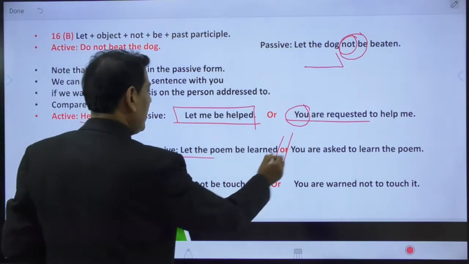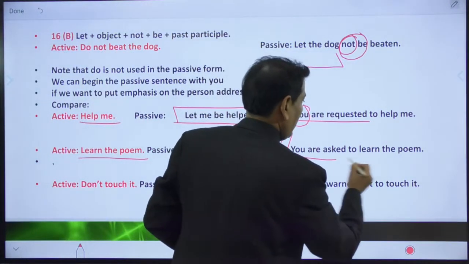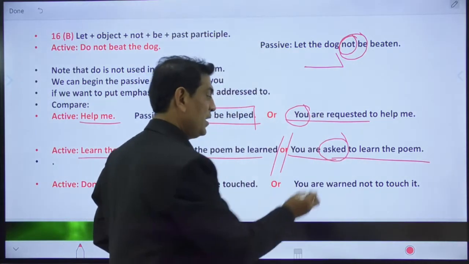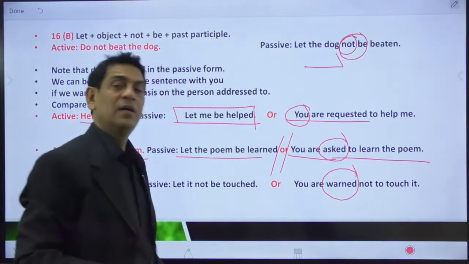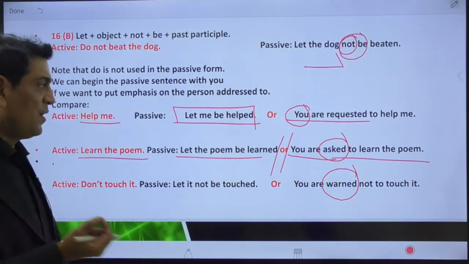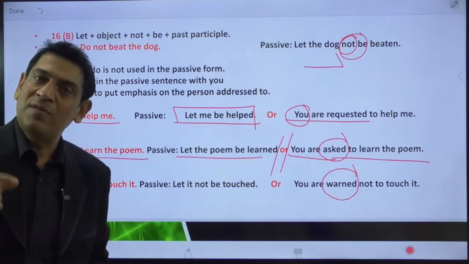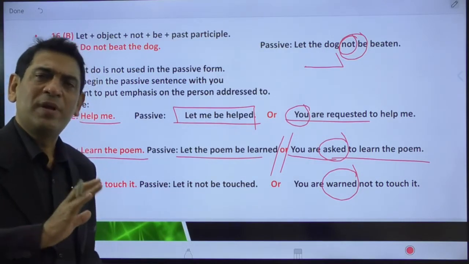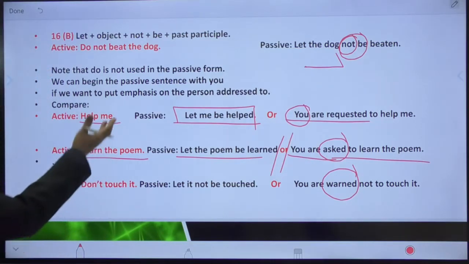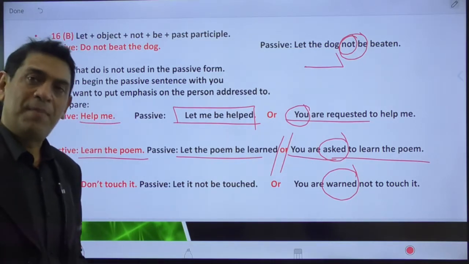Let the poem be learned or you are asked. You need to focus only on one concept, that is asked, requested, or warned. You need to mention whether it's requesting, asking, warning, or helping. There could be multiple options. You need to understand this. So this is called another approach of imperative.